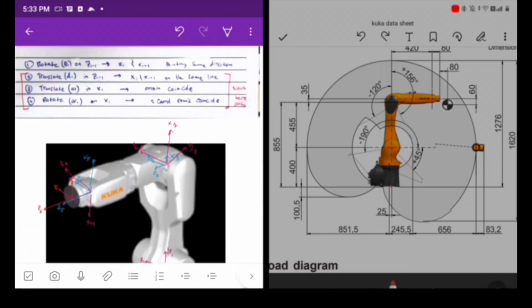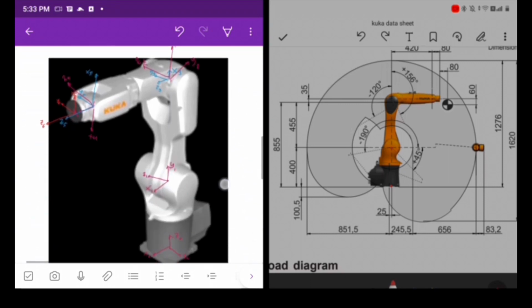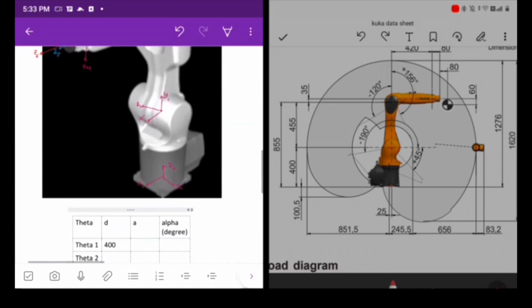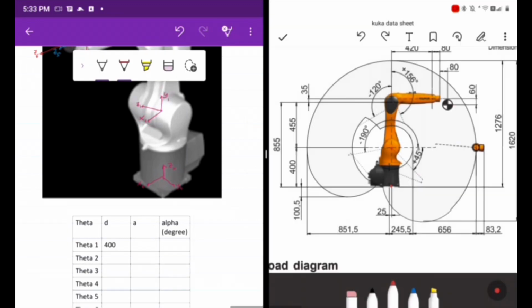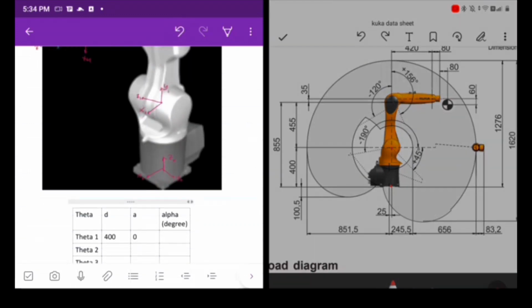Next is a. a is a translation along the current x-axis until the origins coincide. So after we do the previous translation, we can see the origin will coincide to here. So a is 0.